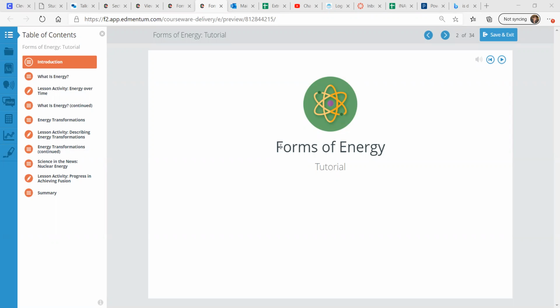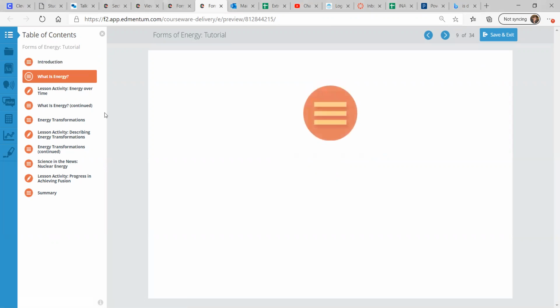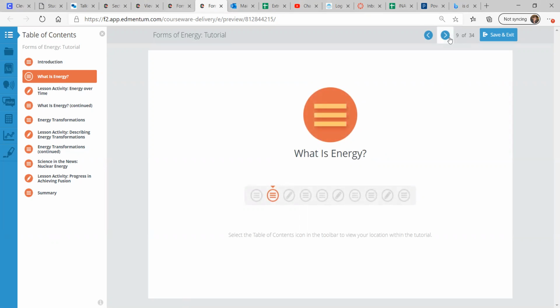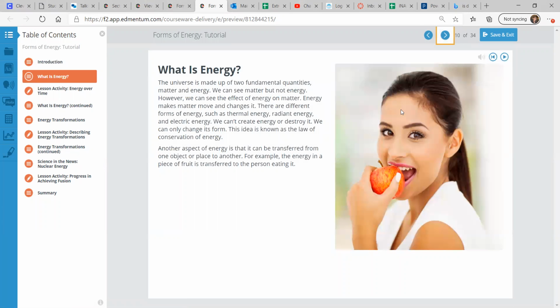We're going to start with some information about energy and the forms of energy for Unit 2. So let's get into the basics. What is energy? You hear that term all the time, but what is it in the realm of physical science?